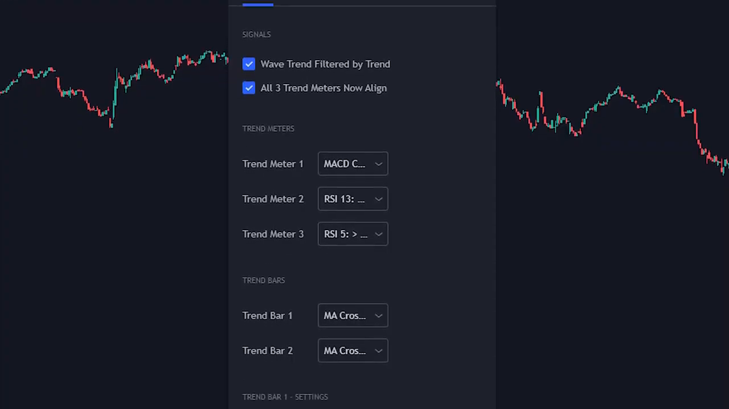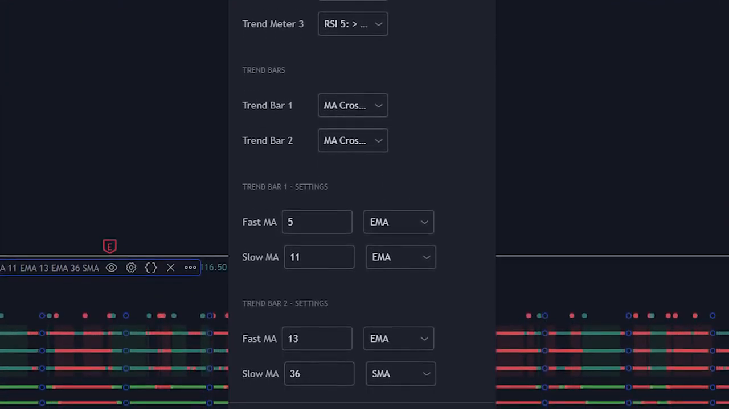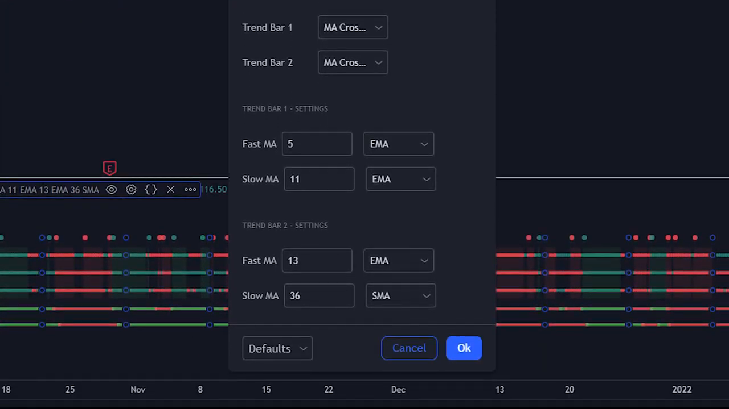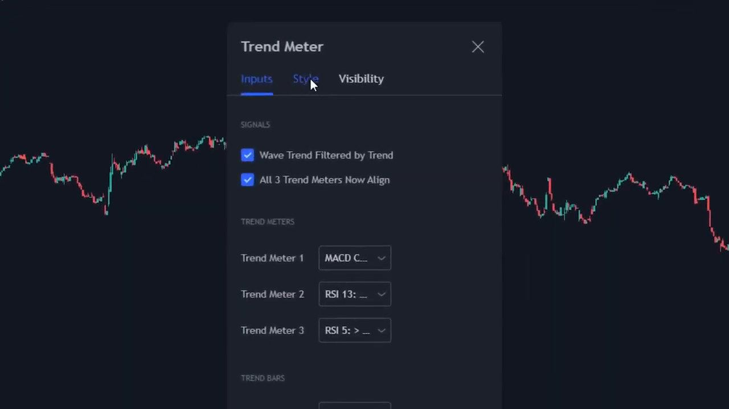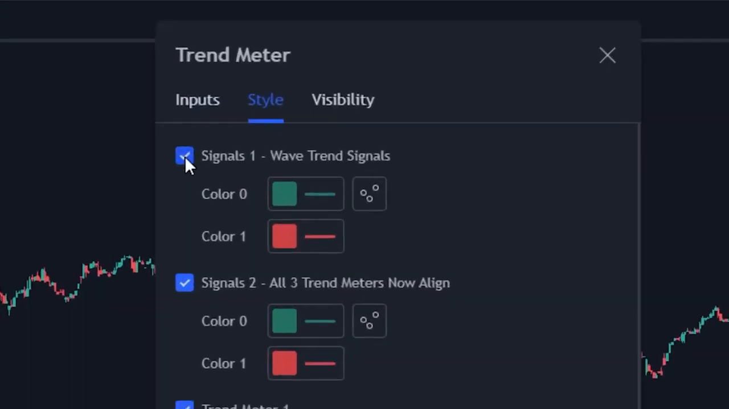If you go to the settings of the indicator, it'll show you all the indicators it uses. I personally keep all these settings at default, but you can change them if you desire. The one setting I do like to change is go to the styles tab and uncheck the signals 1 box.